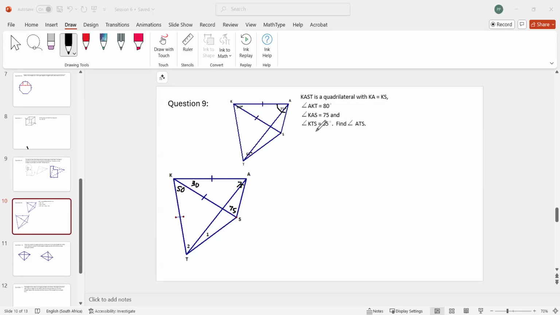It's also given that angle KTS is 65. So KTS is 65. This whole angle here is 65. Okay, so you got this is 50, this is 65, and the three angles of a triangle add up to 180. So therefore, 50 plus 65 is 115, and the remaining angle will have to be 65.